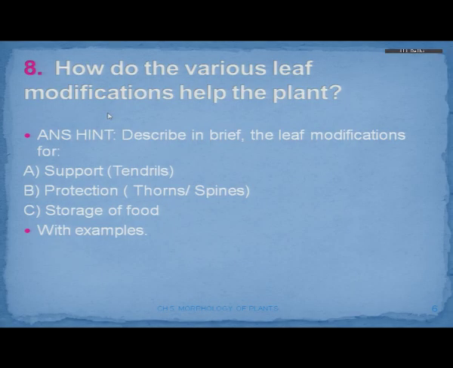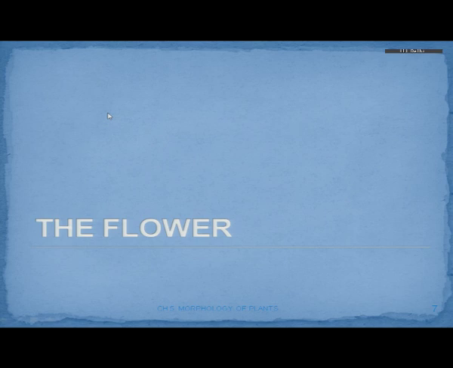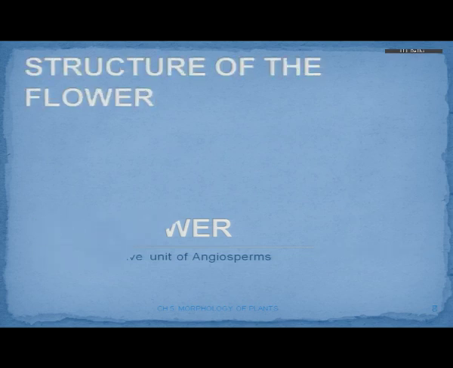So, these were the remnants of the last session, and today we will begin with our new topic, the flower. As we know that flower is the reproductive unit of the angiosperms, and we see a fascinating variety of flowers surrounding ourselves. Now, while they may appear to be different, basically they all have similar structure. They have 4 whorls and each of these whorls perform their specific function.